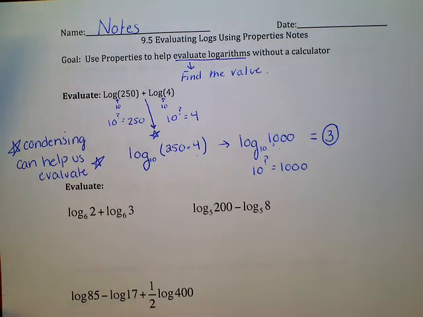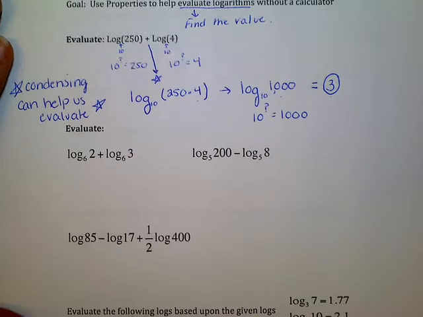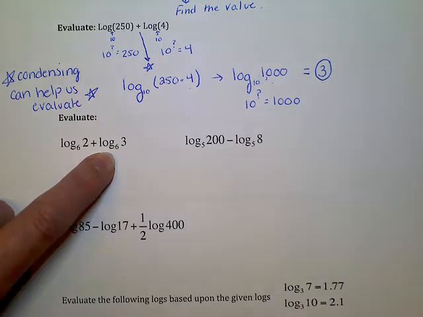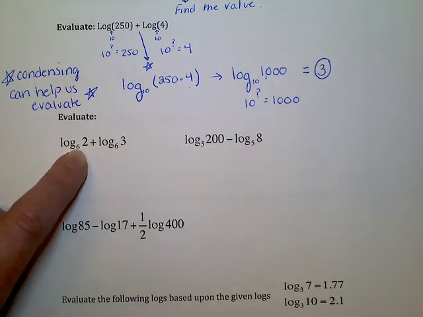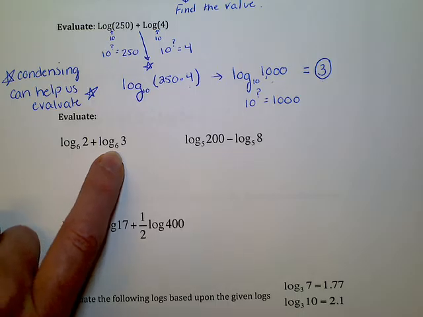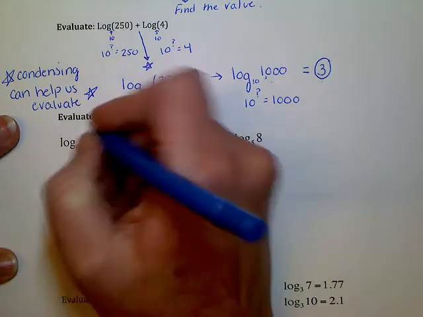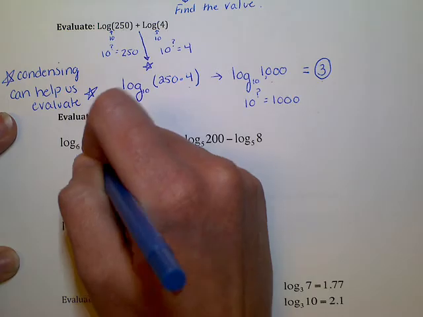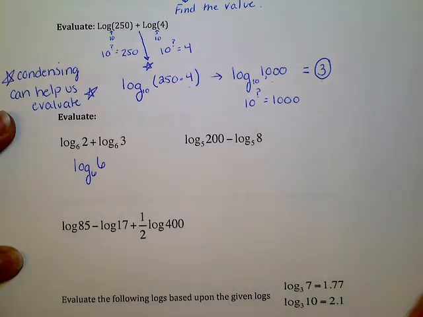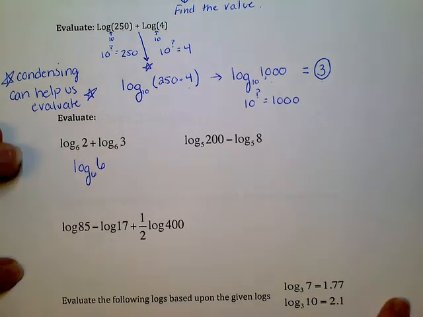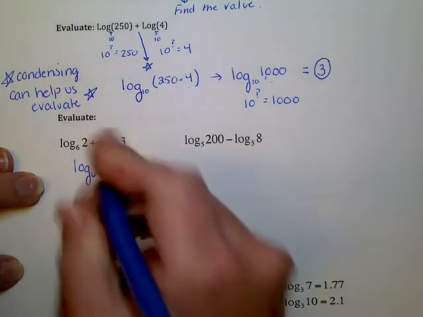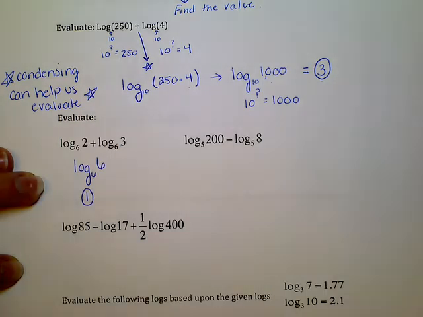Okay, so we have a couple that I'm going to walk through with you here. We have log base 6 of 2 and log base 6 of 3. 6 raised to what gets me 2, that's not a good answer. Neither is 6 raised to what gets me 3. So instead, we're going to condense into one log, and I know that I can take the insides and multiply them, and 2 times 3 is 6, and then this just became a very easy problem. What exponent do I put on 6 to get 6? That's 1.